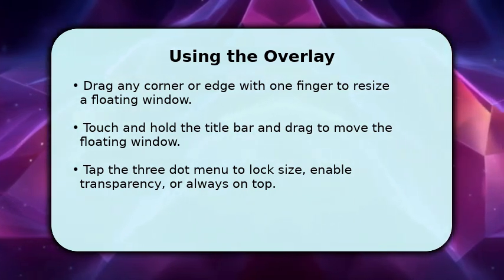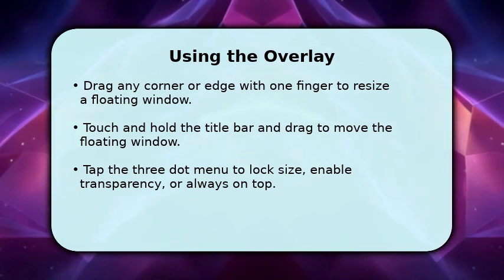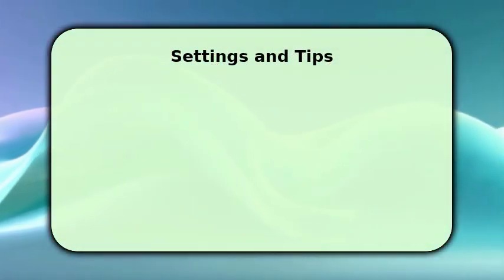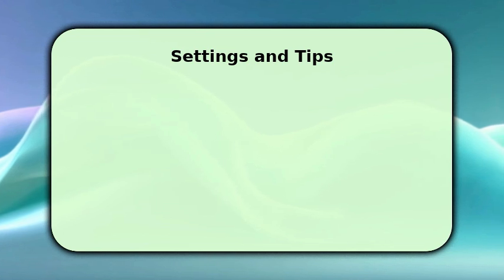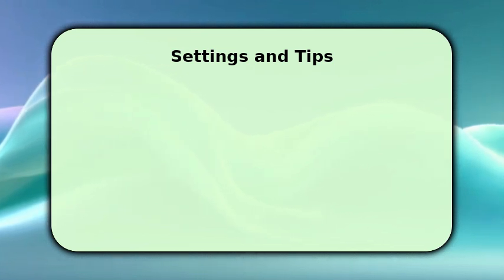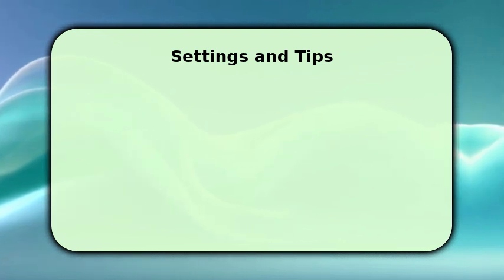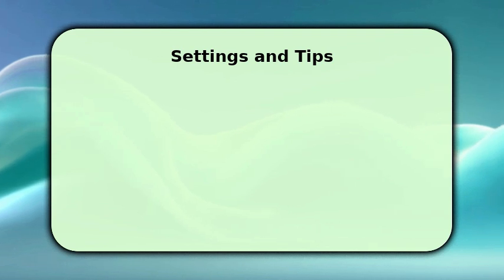Open Settings, choose Floating Window, and set app exceptions for allowed apps. Use three-finger swipe or corner gesture to open recent floating windows quickly. Limit background activity for specific apps to avoid battery drain while using overlays. Enable transparency at 30% to see context behind the overlay without distraction.